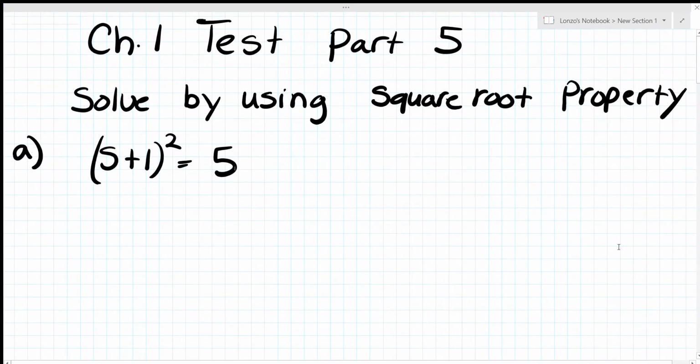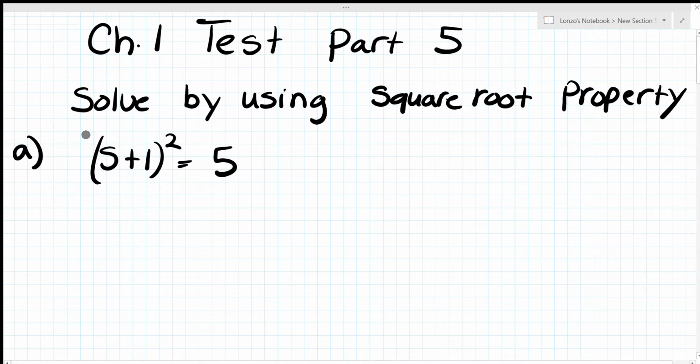So yeah, this is part 5 of the chapter 1 test. The first question says solve. We have 3 questions, and we're going to solve using square root properties. My first question is (s plus 1) squared equals 5, and we have to solve for s. So we have to use the square root property.